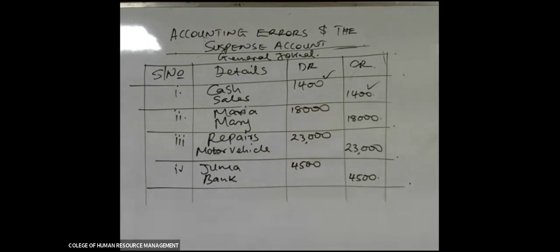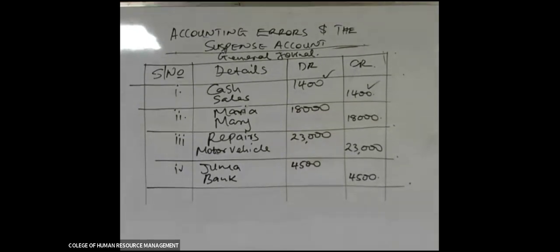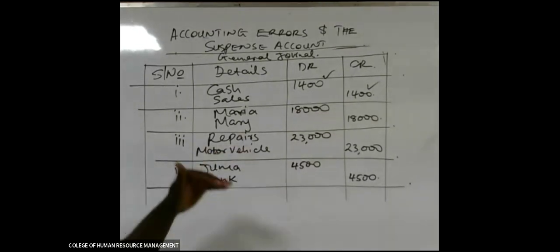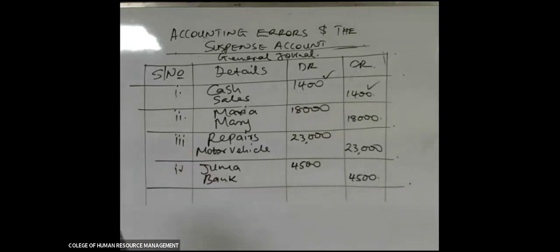So good enough. I want us to look at question number 3 together here. All this did not require suspense because there are errors which do not affect the trial balance. I therefore want us to do question number 3, which now will involve suspense.